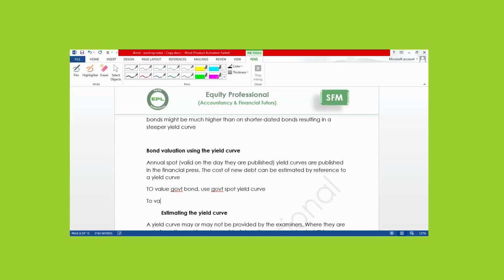To value a corporate bond, use the government spot yield curve plus the relevant credit spread.